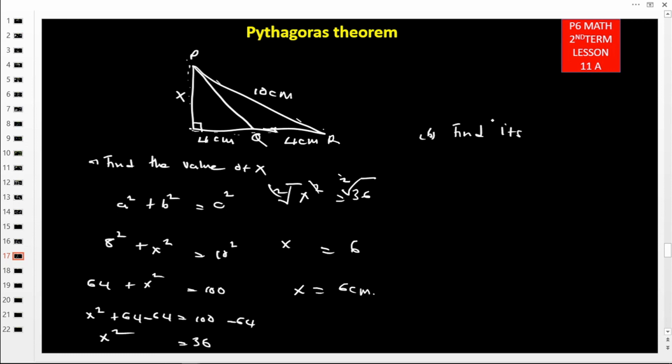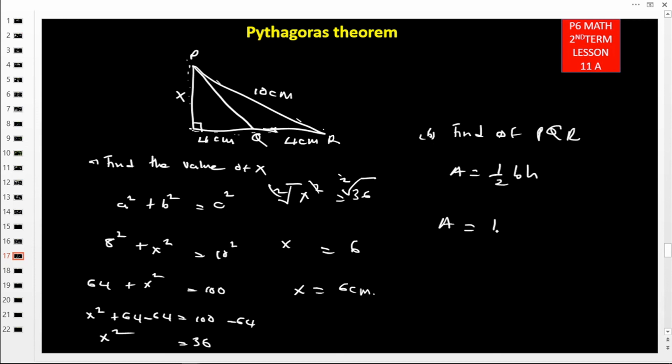Alright, so our part B, find its area. Find the area of PQR. So we are finding the area of that triangle PQR. Now we are not finding the area of the whole triangle, but we are finding the area of P, come to Q, then go to R. So this triangle here.